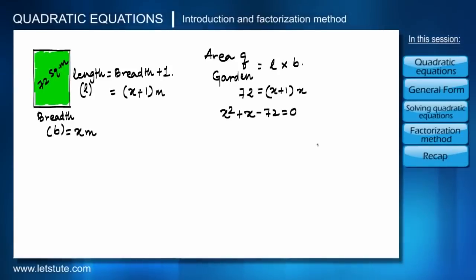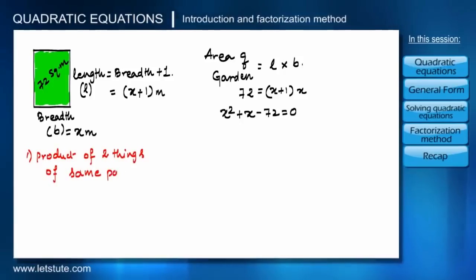So we got an equation, and looking at it we can say three things. Number one, we got this equation when we took the product of two things of the same parameter. That means when we multiplied length and breadth, they are both distances and both measured in meters. When we took the product, we got this equation.